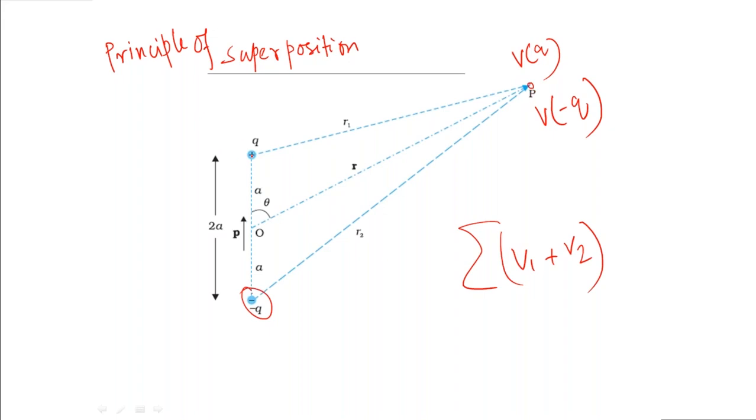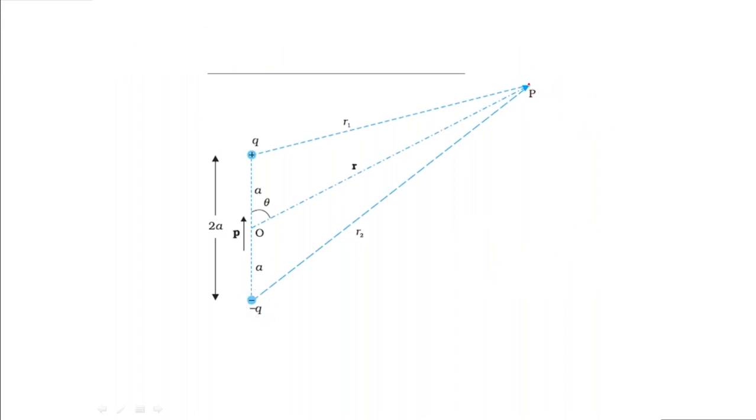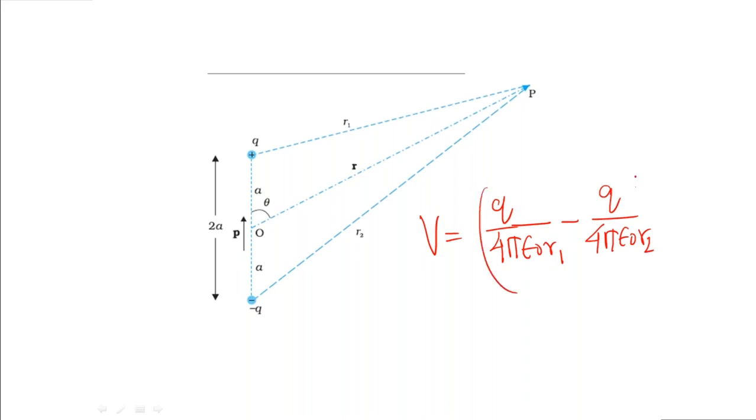Okay, that is what we are going to do. Now look, if I write what is the potential at this point, then the potential will be Q by 4 pi epsilon naught. What is the distance from Q to P? That is R1. Now look, this charge is minus, so the potential will be minus Q by 4 pi epsilon naught R2. Actually, this is the potential at this point.